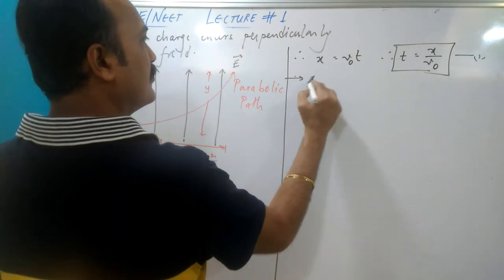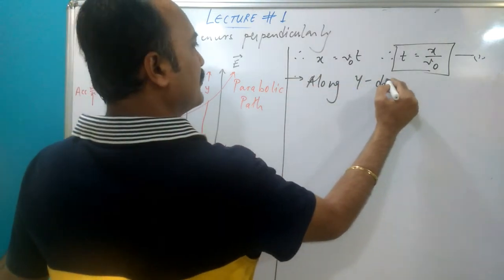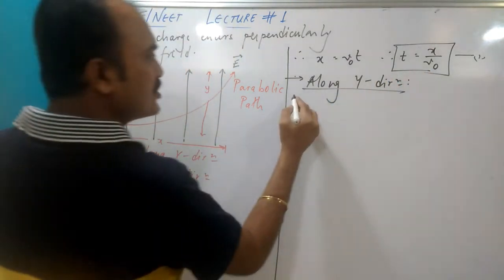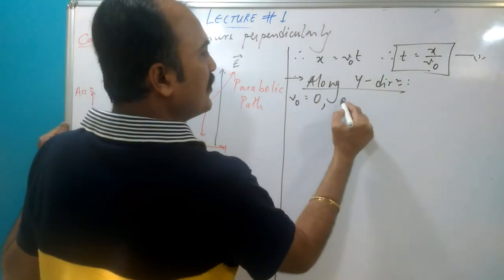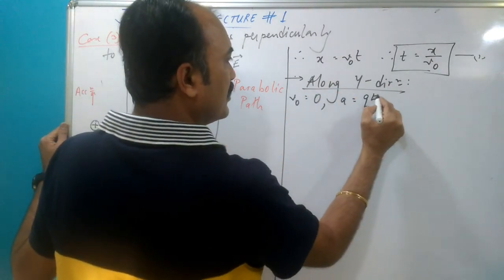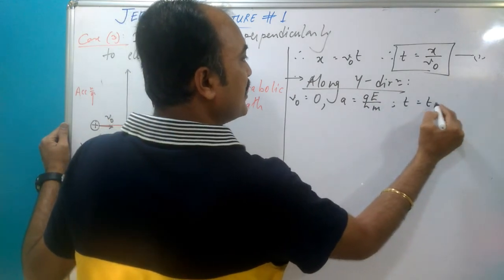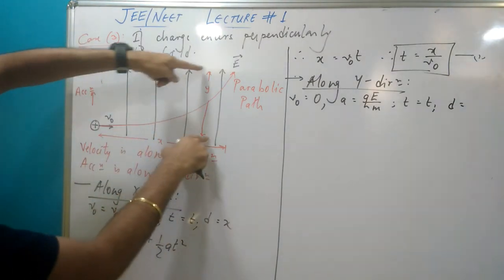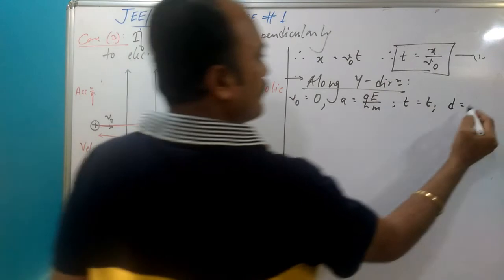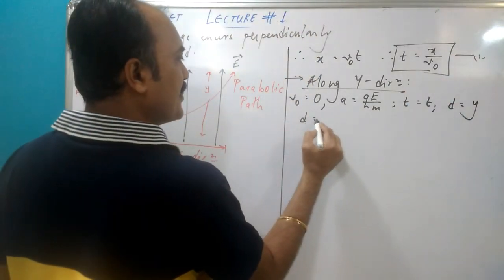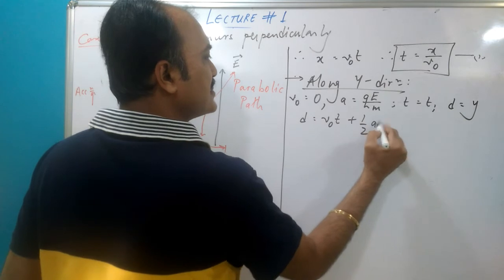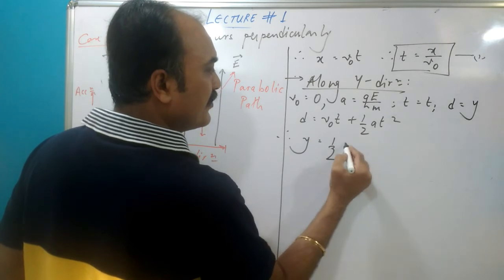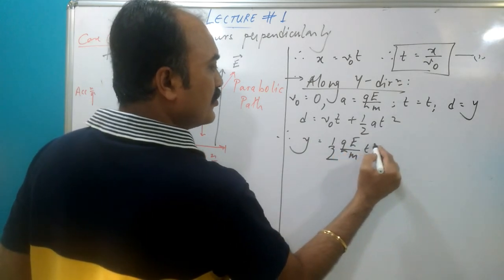Now, along the y direction, is there any initial speed along y? No, sir. So v0 is 0. How much is acceleration? Sir, acceleration we remember, qe by m. Time is how much? T. And how much distance has it traveled? If you look from here, in the y direction, hasn't it traveled this much distance? This is y. So, utilizing the same idea again, but this time, v0 goes away. Y is half qe by m into t square.